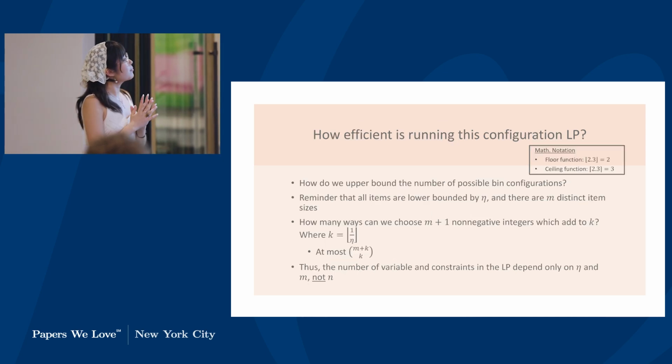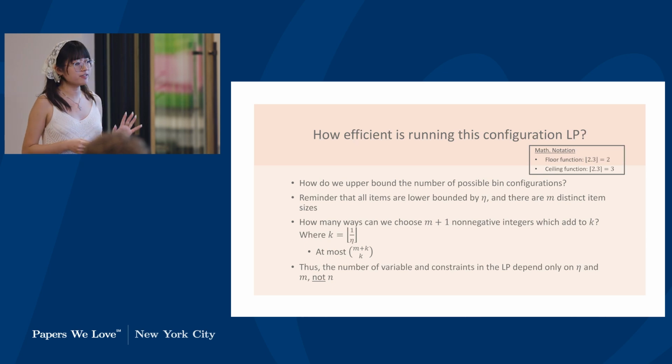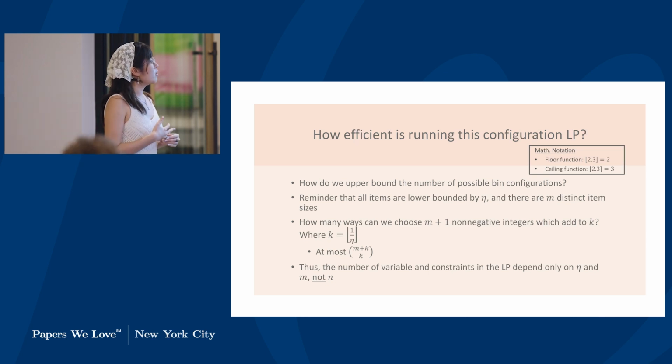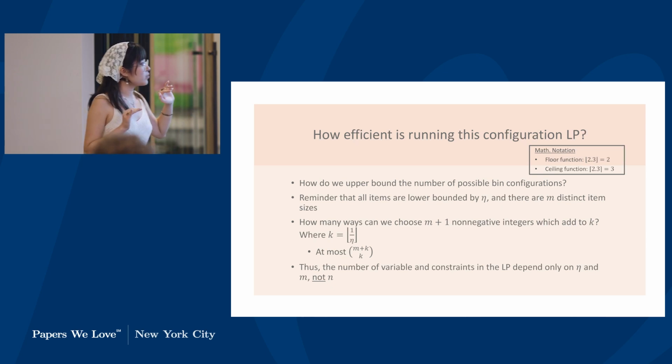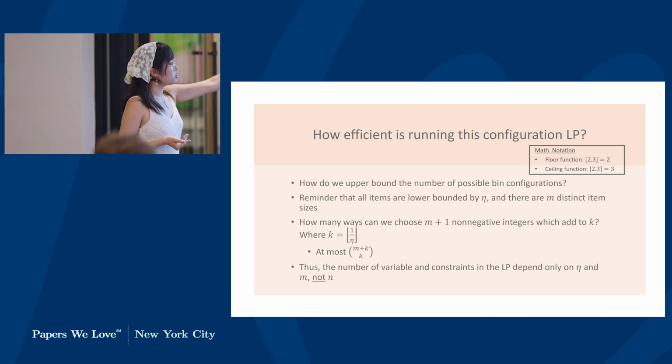And then how efficient is running this configuration LP? So first we want to upper bound the number of possible bin configurations. So we saw earlier that 3, 3, 3, 3 and 4, 4, 4, 4 in the problem instance gave us around 10 configurations. So what if we have an arbitrary number of distinct item sizes and arbitrary number of bins, for example? So we can calculate that by getting n plus k choose k.